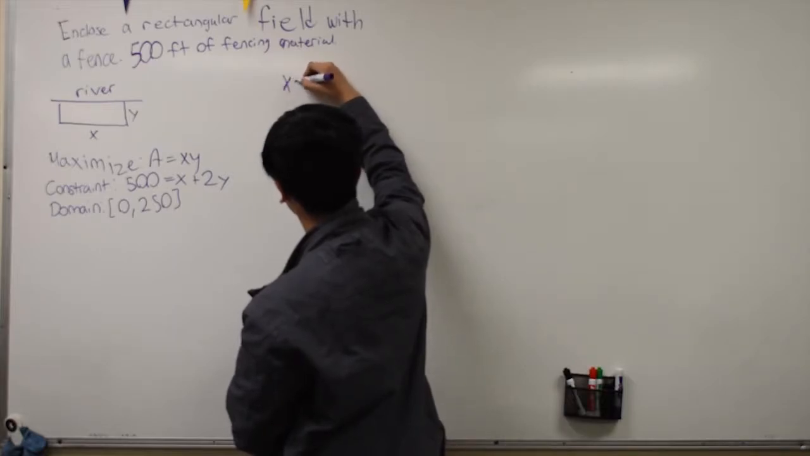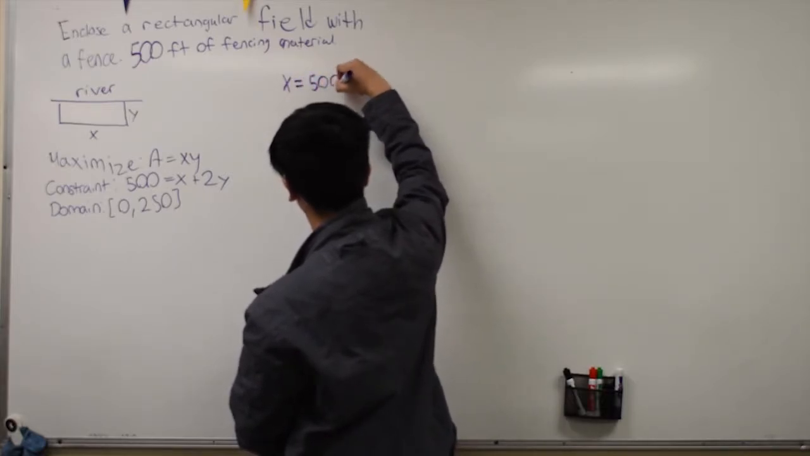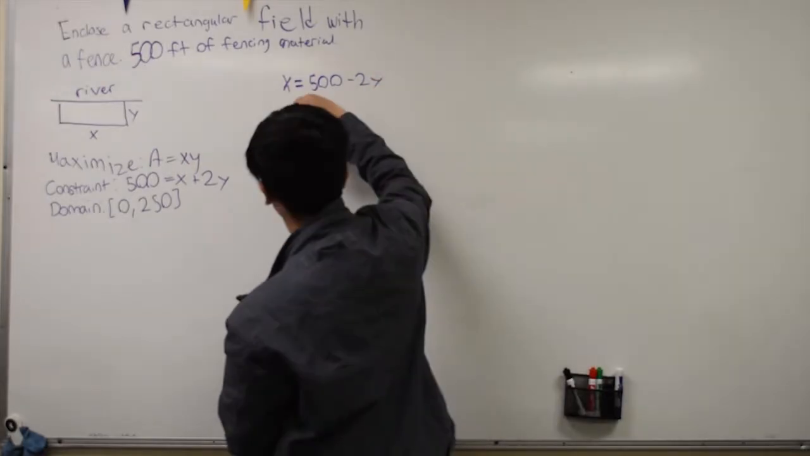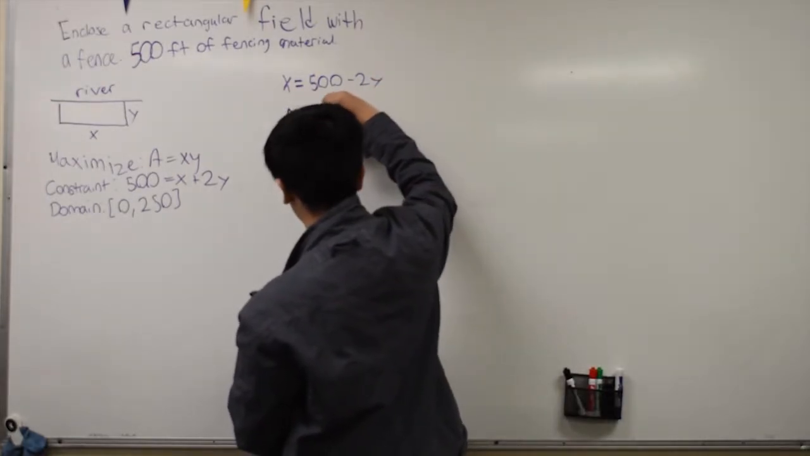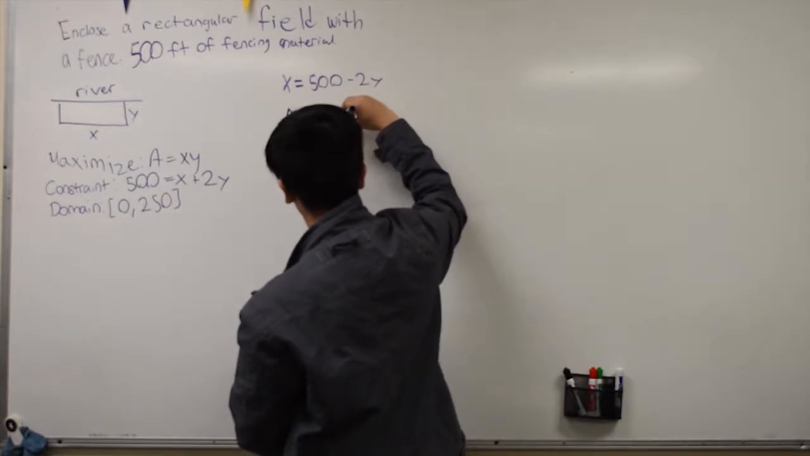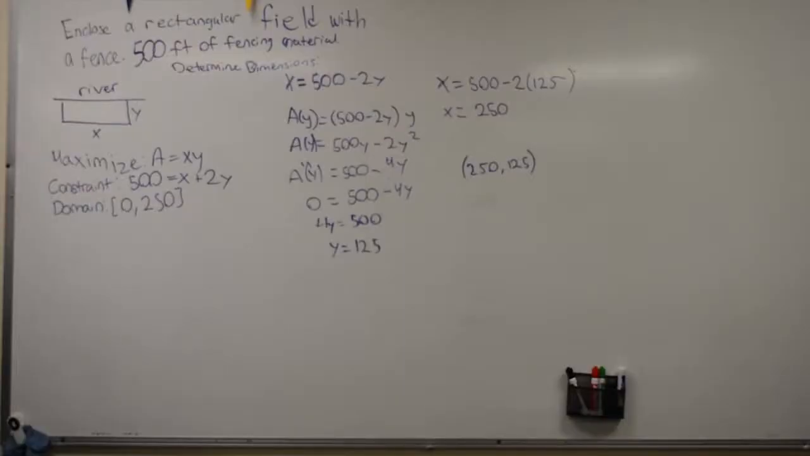And so what we're going to do is solve this constraint for x. So we subtract 2y from each side, and we get x equals 500 minus 2y. And with this x, we can substitute that back into our area equation so that we get 500 minus 2y, quantity, times y, and when you distribute that all out, it becomes 500y minus 2y squared.